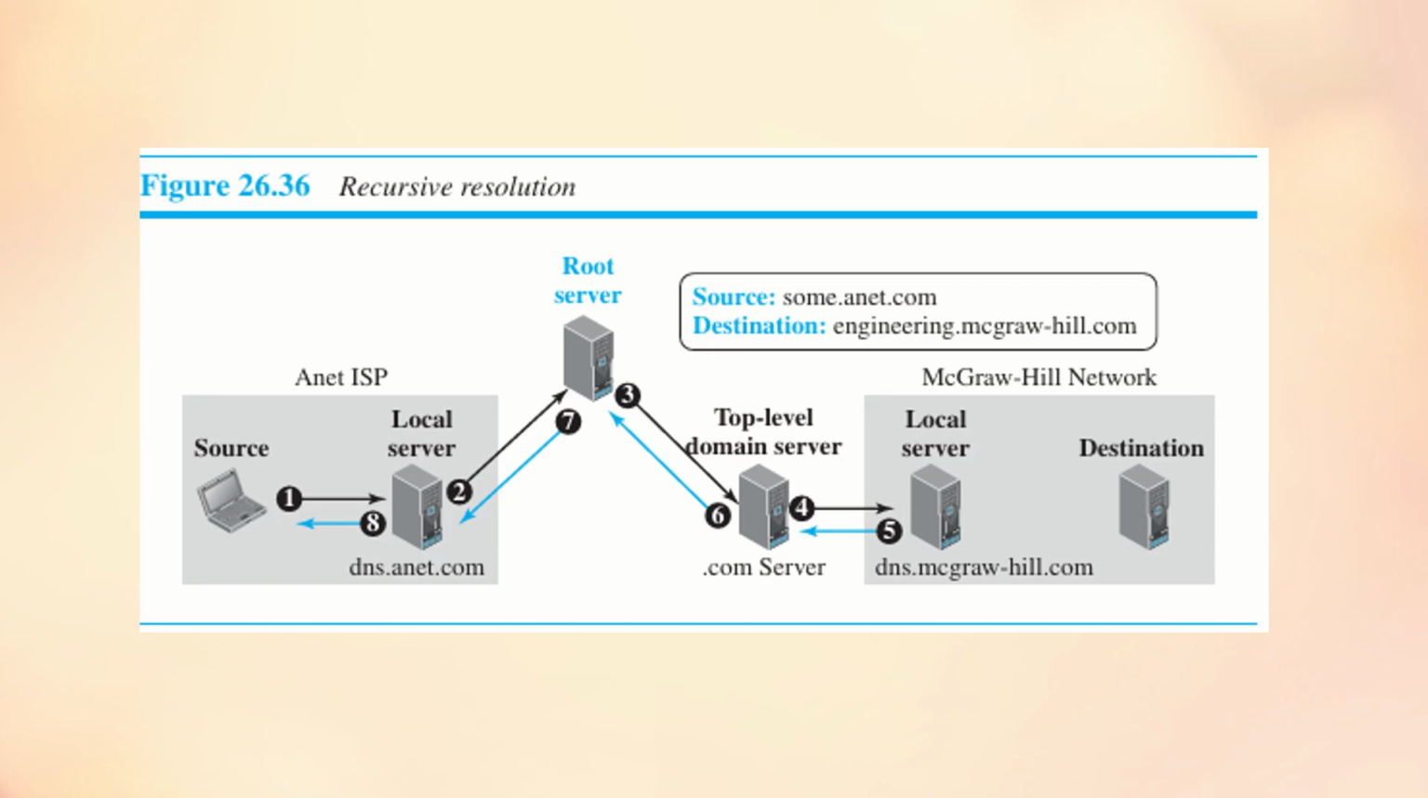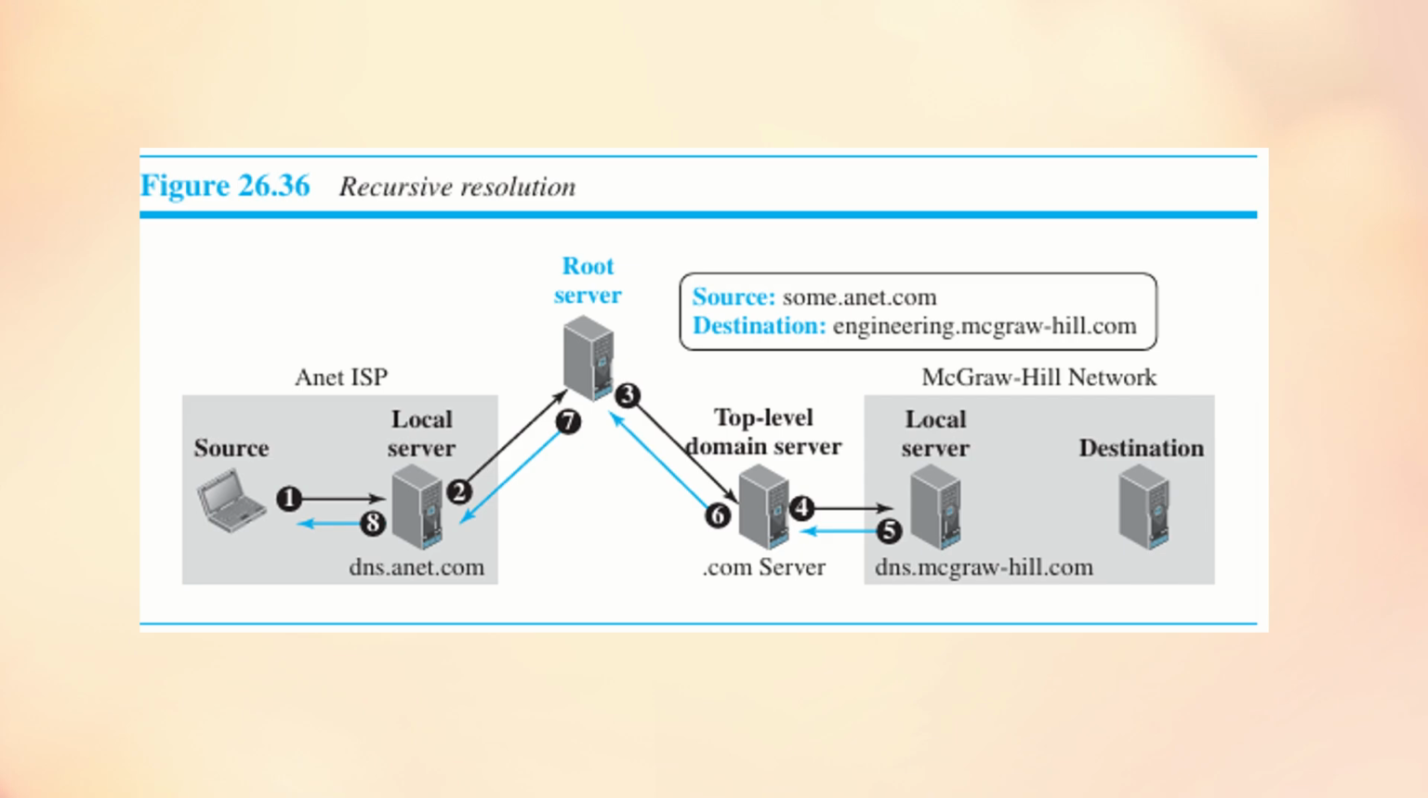Now, root servers do not normally keep the mapping between names and IP addresses, but a root server should at least know about one server at each top level domain. In this case, a server is responsible for the COM domain. The query is sent to this top level domain server.